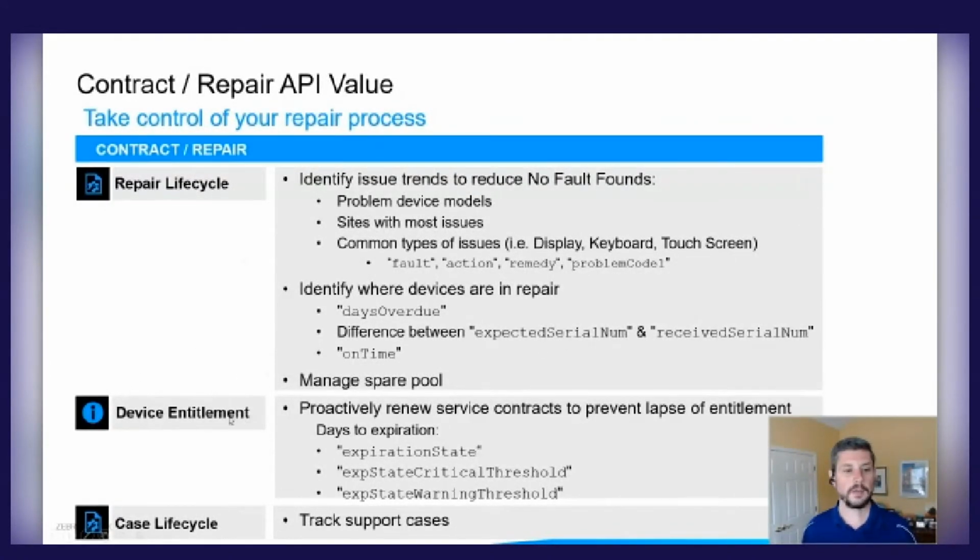So the next thing that we have here is device entitlement. So this is a little more straightforward, but basically, do you have a service contract? When's it expected to expire? And there we have some thresholds built in. This can allow a service partner or a customer who's wanting to be more proactive, make sure they don't have a lapse in that entitlement, to stay on top of that.